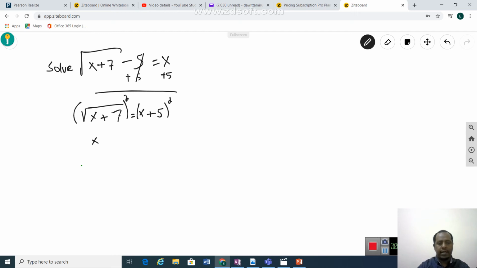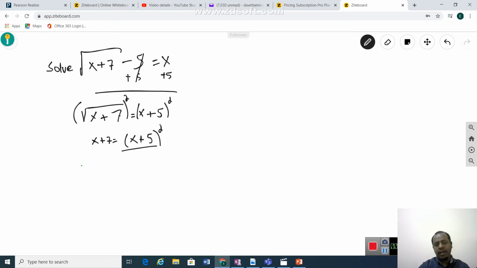So I'll get x plus 7 is equal to x plus 5, the whole square. This is plus 5, the whole square. This is a square, okay? So I get this equation: x plus 7 is equal to x plus 5 the whole square.